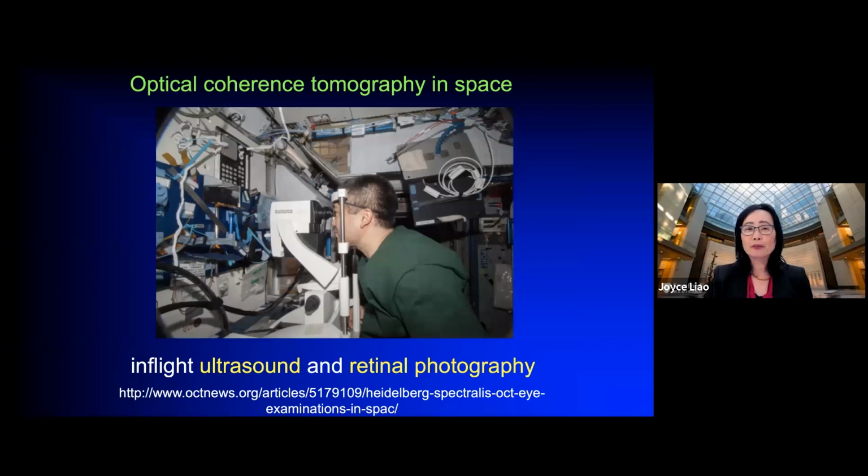The optical coherence tomography that I mentioned, which has micron-level resolution, has been flown up, including the latest model that has high resolution imaging of the retina and the optic nerve, as well as the blood vessels. So theoretically, these instruments can be operated by the astronauts themselves to capture information when needed.